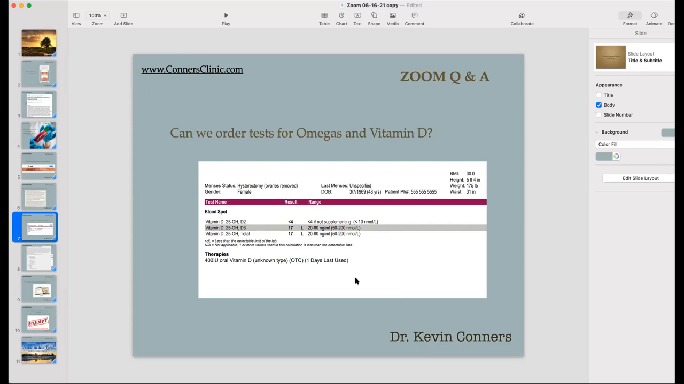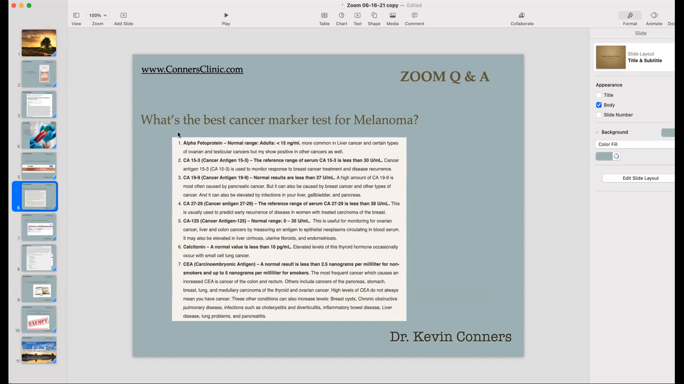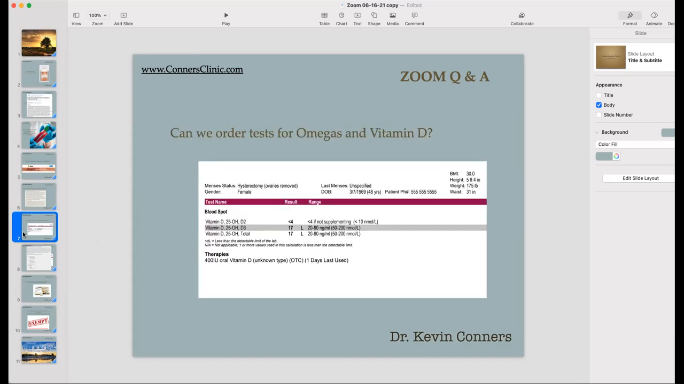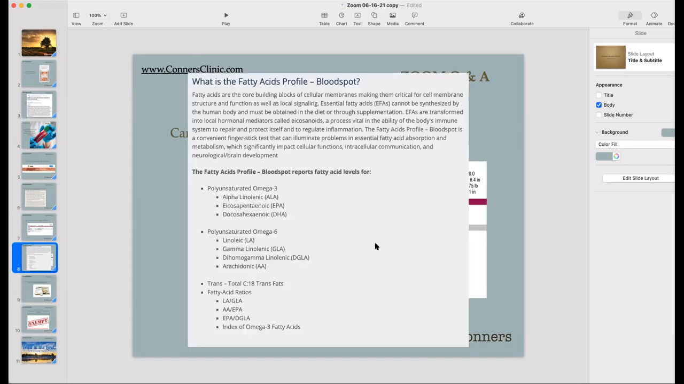A lot of hormone tests can be done like this. A blood spot can be done with a number of different tests. As far as tumor markers, you cannot do a blood spot for a tumor marker test. That has to be a draw. This is a fatty acid profile with a blood spot. This is through Genova Labs. This is what they measure.